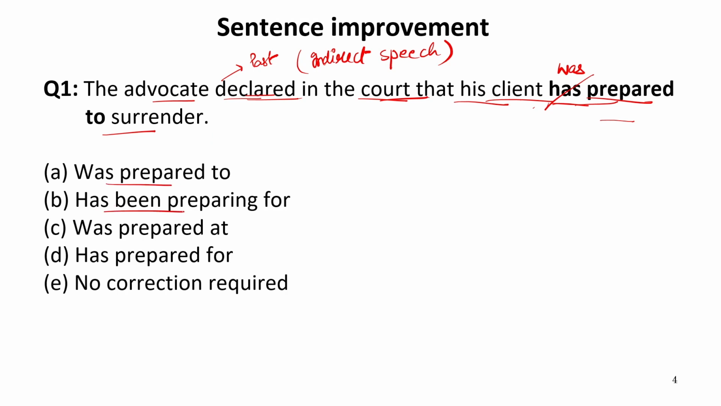Was prepared to, has been preparing for. Now, has been preparing for is present perfect continuous tense, when something has been going on from a particular time in past and is still going on. So the time must be given over there, but preparing for needs an object also, which is not given because the sentence is already in passive voice. So this is an incorrect option. So was prepared to is absolutely correct according to the sense of the sentence. So our answer is A.